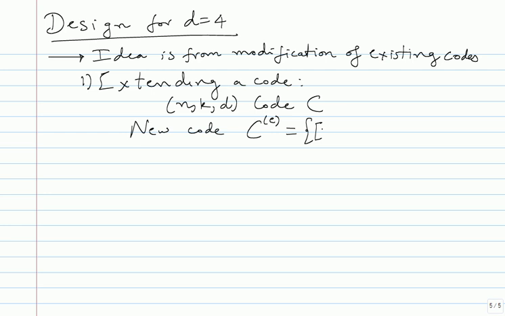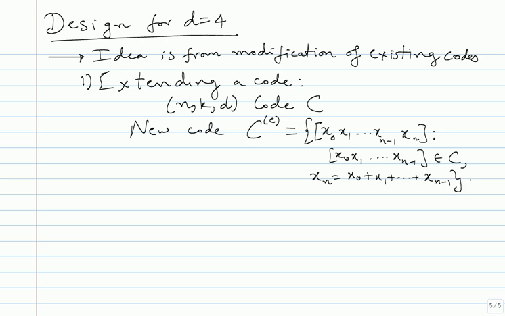Okay, vectors of the form x0, x1, ..., xn-1, and then an xn such that x0, x1, ..., xn-1 belongs to C, and xn equals x0 plus x1 plus ... plus xn-1. Do you understand? This is what I'm going to do in extension. Is that construction a little bit clear? I think the definition is quite detailed.